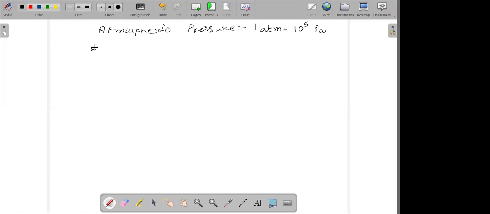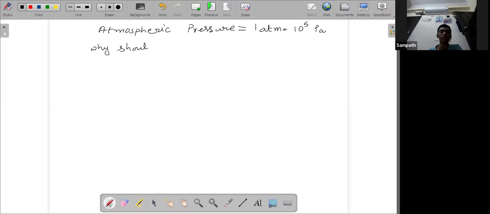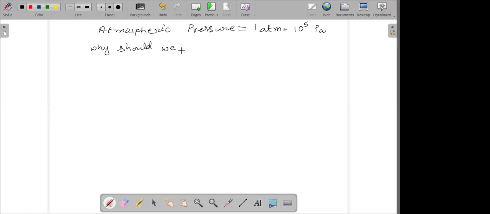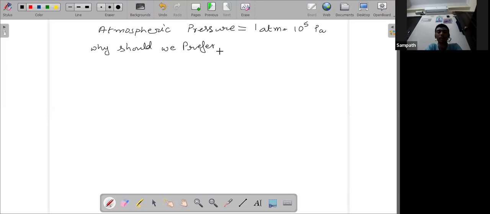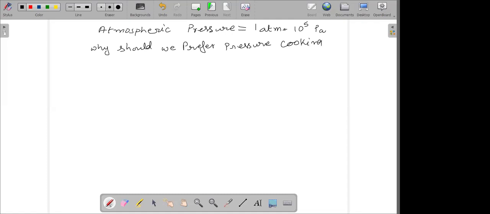Why should we prefer pressure cooking and not open pan cooking? Sir, in case of pressure cooking, the pressure is lower inside the utensil. But in case of open pot cooking, the molecules which are getting heated up are continuously losing their energy to the particles in the atmosphere. Okay, I'll tell you what happens actually. Why should you prefer pressure cooking and not open pan cooking?